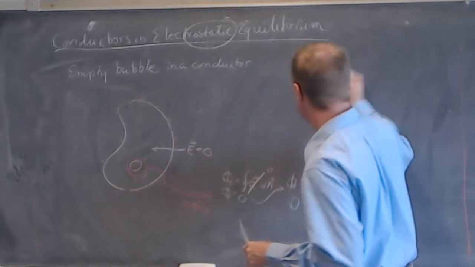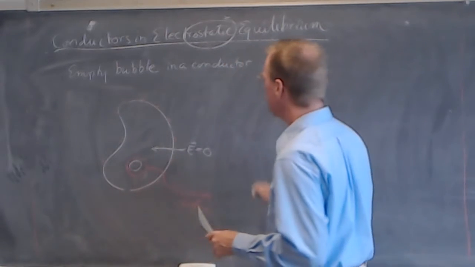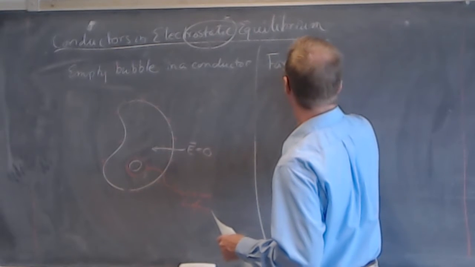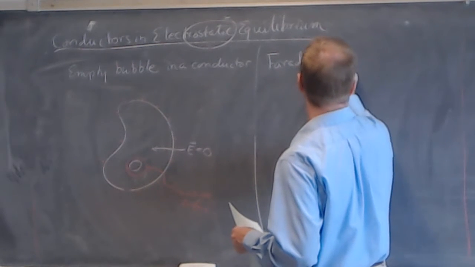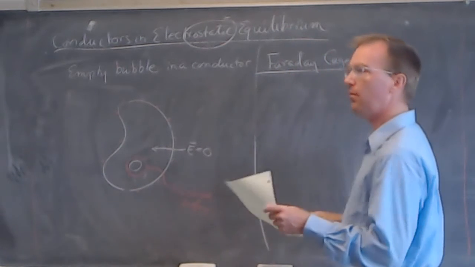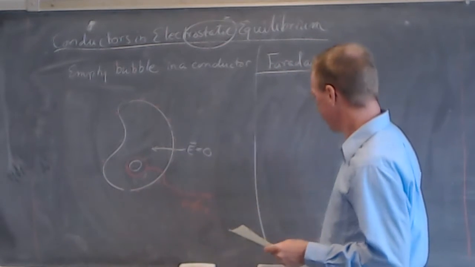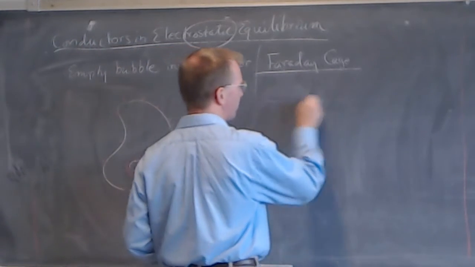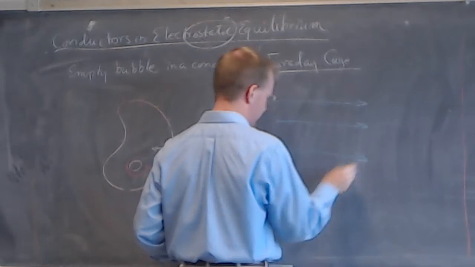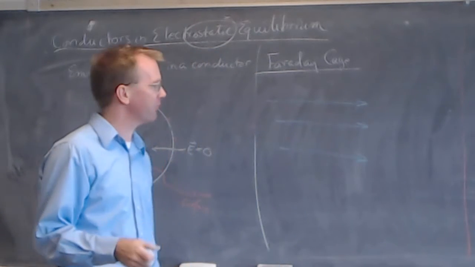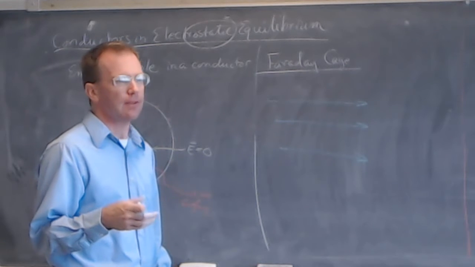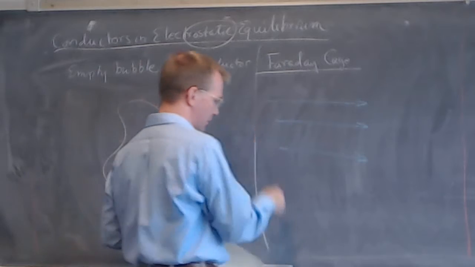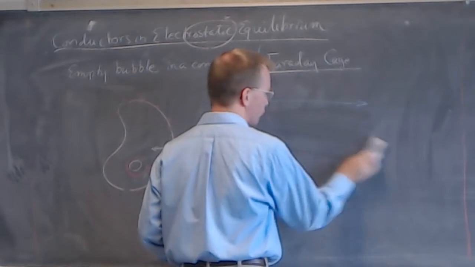Let's apply this then. We can use this fact to make what's called a Faraday cage. Let's say that I've got an external electric field. I'll draw it uniform for simplicity's sake right now. Now let's say that I put a hollow conductor in here, in this case I'll draw just a box.